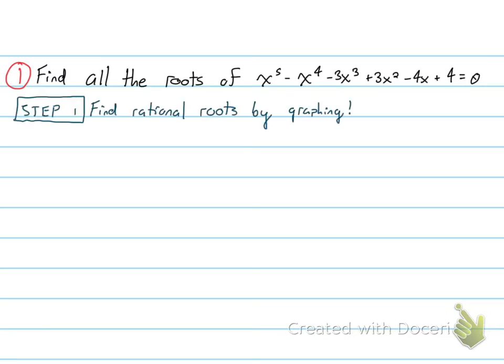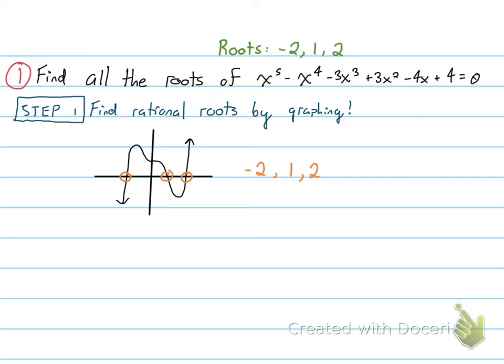Right out the gate, I'm going to see if I have any rational roots or real roots, and I do that easily by graphing. When I graph this equation, here's a rough sketch of it. I see that I cross the x-axis at negative 2, 1, and 2. So my roots so far, I know I have roots at negative 2, 1, and 2. But notice here, my degree is 5. So there are 2 more roots that I can't see, meaning that they have to be imaginary.